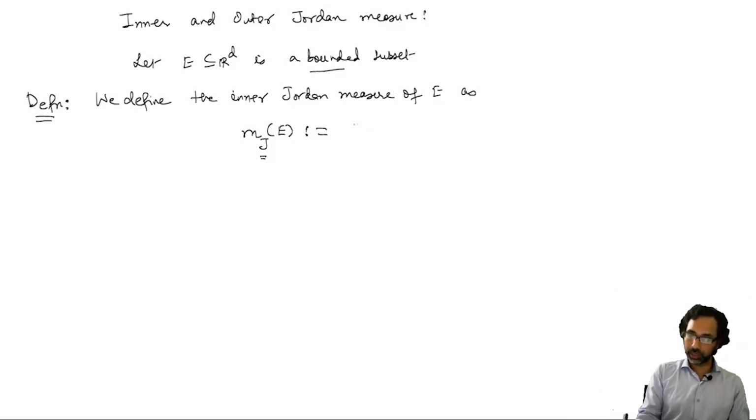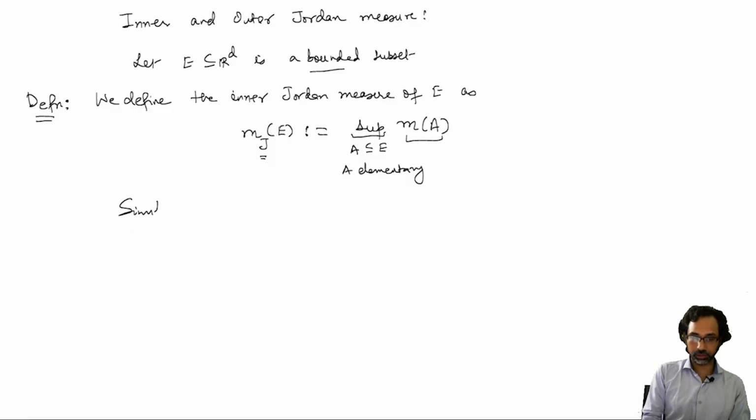This is the inner Jordan measure, and by definition this is the supremum over all elementary sets A inside E, A elementary, of the elementary measures of A. So you are choosing an elementary set A which lies completely inside E. You are taking the measure of that set A, and you will take a supremum of all such elementary sets, and this numbers M of those, the elementary measures of those sets.